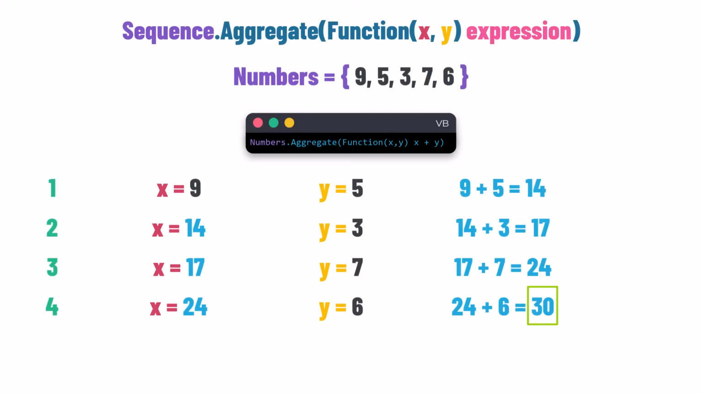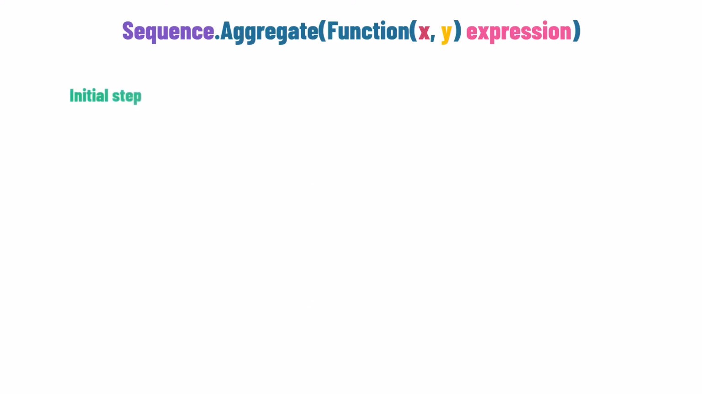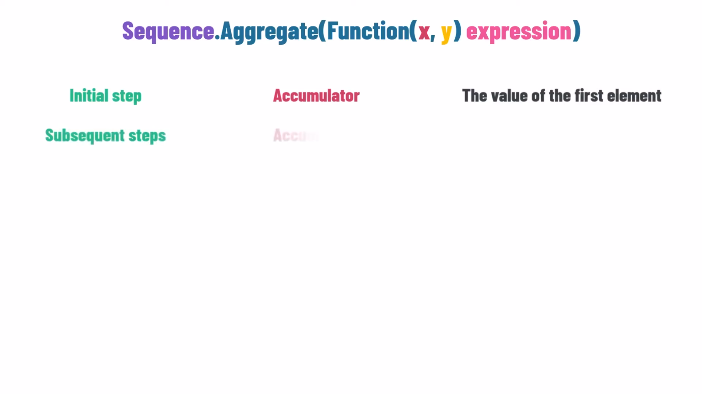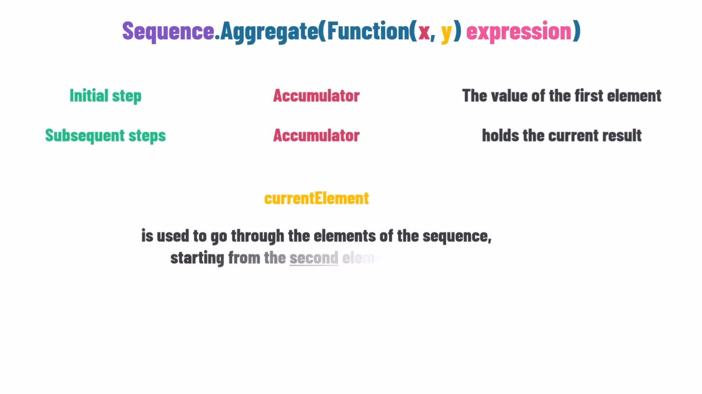In summary, the first overload of the aggregate method works like this. In the initial step, the first parameter, let's call it accumulator, takes the value of the first element in the sequence. In subsequent iterations, this accumulator holds the current result of the aggregation. The second parameter, we can call it current element, is used to go through the elements of the sequence, starting from the second element onwards. Each time, current element represents the next element in the sequence, and the accumulator is updated based on the specified operation. To understand this better, let's look at another example.